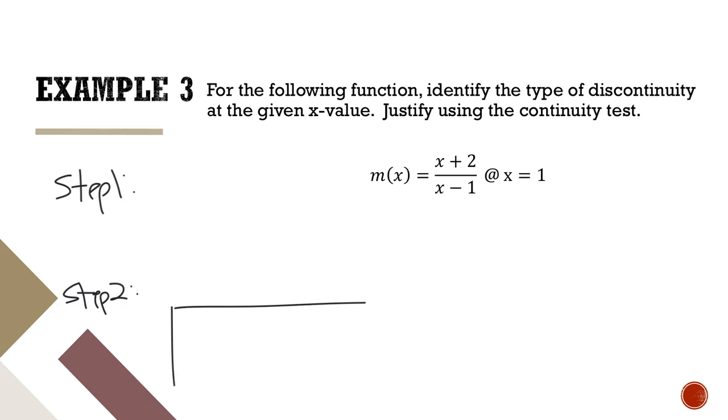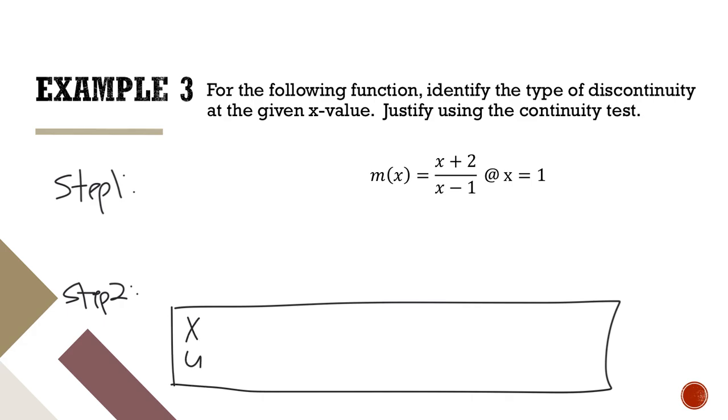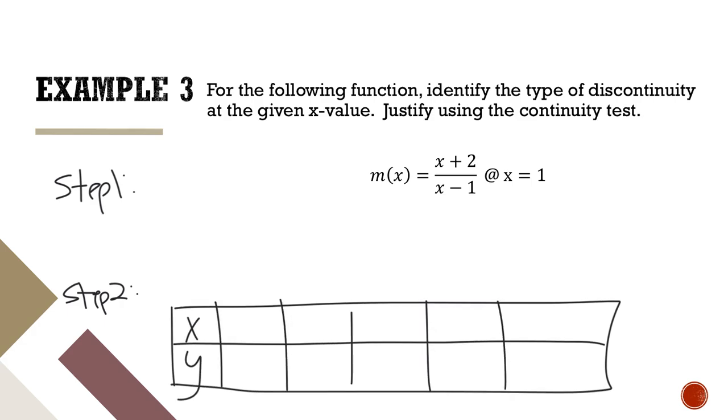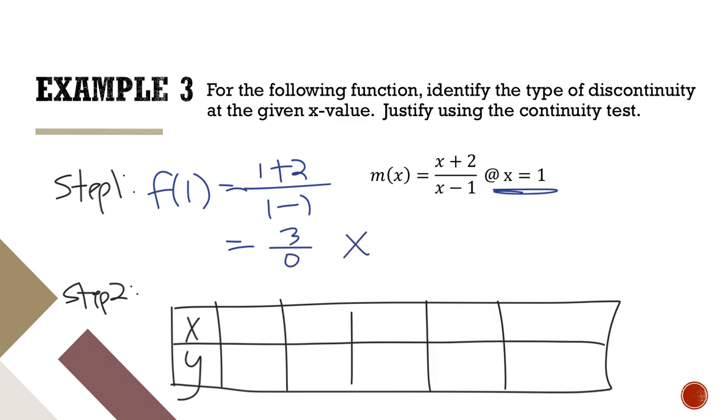Our last example here is m of x, so let's try it again. Let's make a chart here for speed's sake. 1, 2, good enough. So now step 1, again, we're going to substitute in the value of 1. So we're going to do f of 1, which is equal to 1 plus 2, all over 1 minus 1, which is 3 over 0, which is undefined.